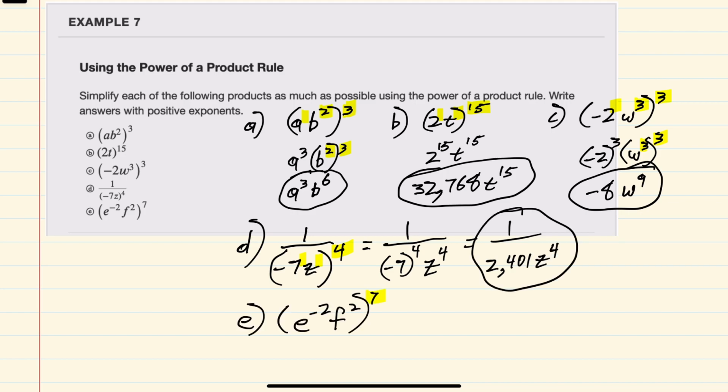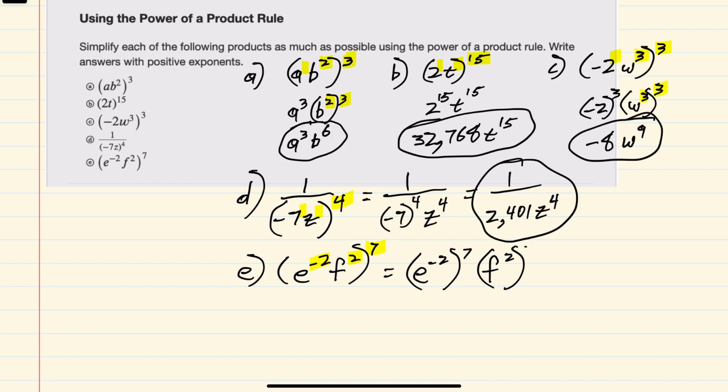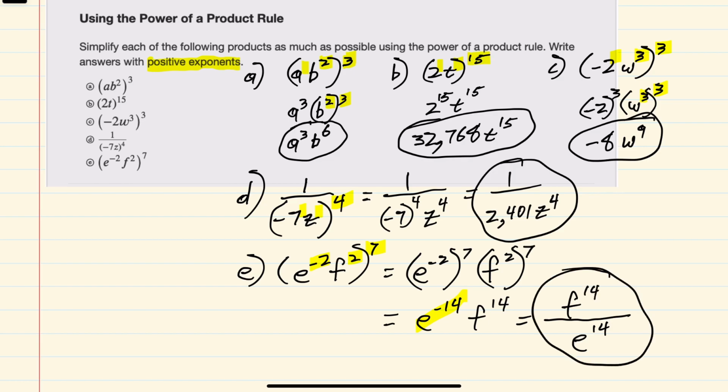For e, our power outside applies to each inside, giving us e to the -2 to the 7th and f squared to the 7th power. Having powers raised to powers, we can multiply to get e to the -14th and f to the 14th. Our instruction was to leave it with only positive exponents, so I can move this e to the -14th into the denominator as an e to the 14th, leaving the f to the 14th in the numerator as our simplified expression.